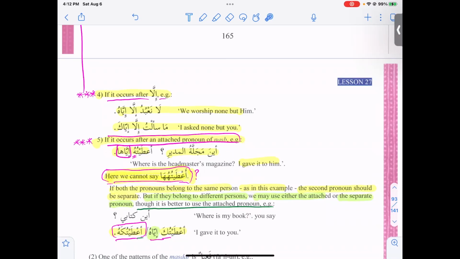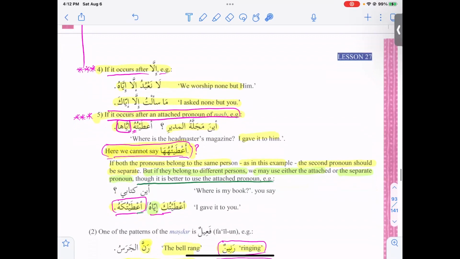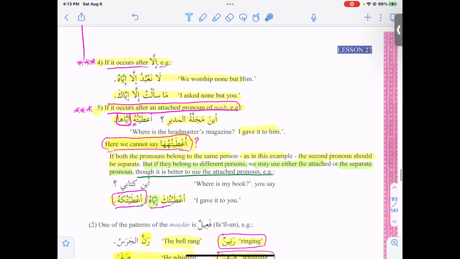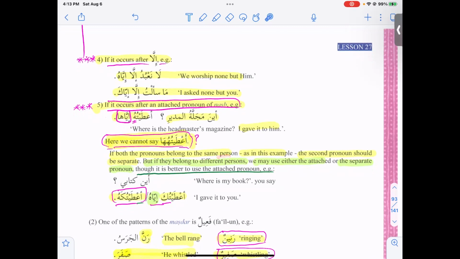Who is the object, mafulun bihi? Iyaha goes to the magazine. Fine. Here we cannot say ataituhu ha. No. Ataituhu iyaha. If both the pronouns belong to the same person, as in this example, the second pronoun should be separate. If they belong to different persons, we can use either the attached or separate pronoun, though it is better to use the attached pronoun.